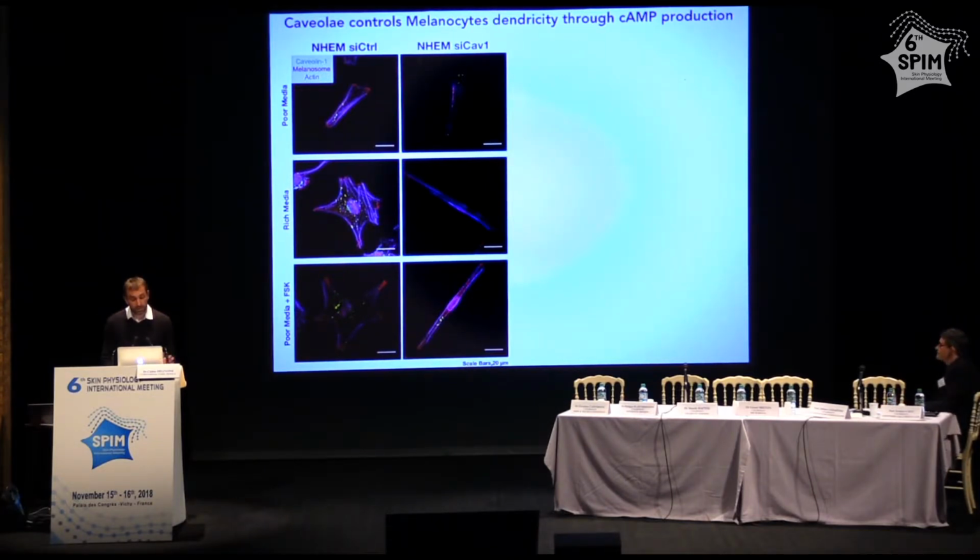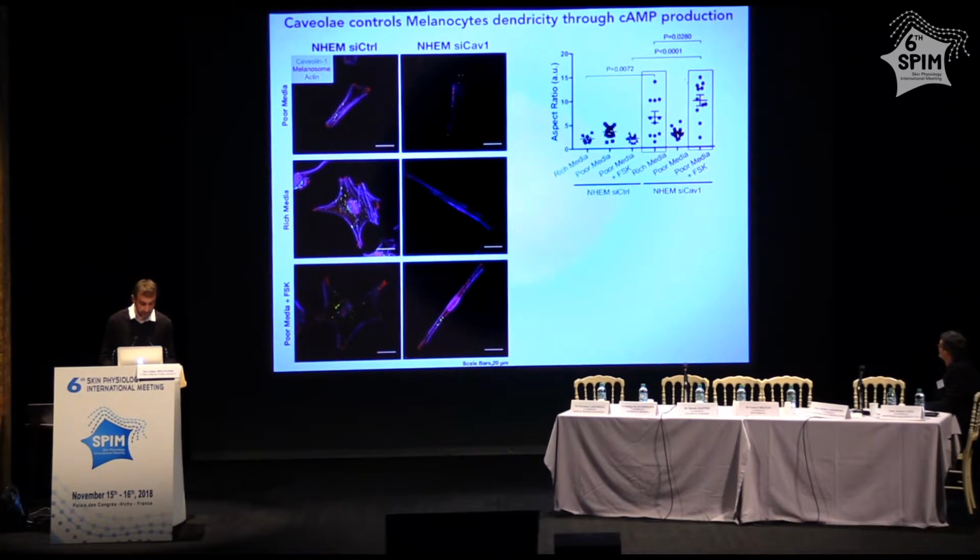So we decided to quantify this observation a bit more. What we did first is to quantify what we call the aspect ratio, which is the ratio between the major axis of the cell and the minor axis. And what you can see is an increase of this ratio when caveolin-1 is not present in rich medium or medium supplemented with forskolin, meaning that the cells are much more elongated and stretched.